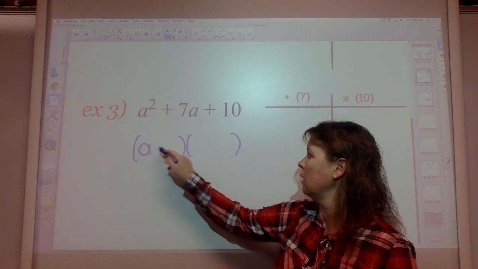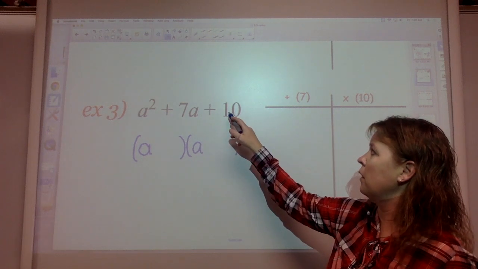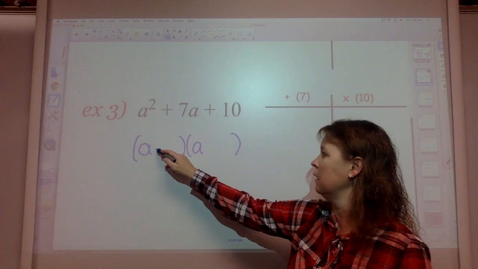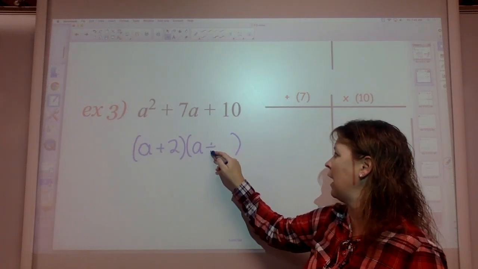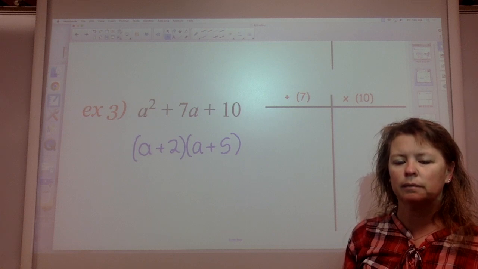If you're all good without making the chart, break your a squared up into a and a. You know the only two pairs of factors of 10 are 1 times 10 and 2 times 5. 1 times 10 is 10. 2 times 5 is 10. So a plus 2, a plus 5.